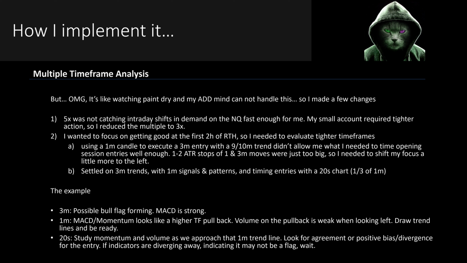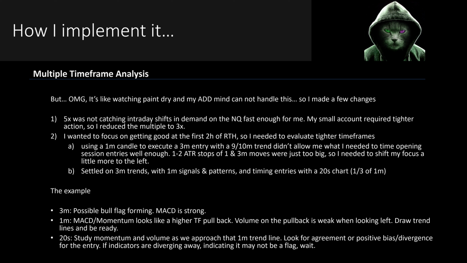Now, the challenge that I had with this was I have some pretty good ADD, and my mind will not let me sit still for that period of time without just moving on to do some stupid things. And so I had to make some changes to it. And I trade the NQ almost exclusively, and 5 minute chart analysis just wasn't cutting it for me. I needed tighter control over price, and I really would like to have seen more signals. And so I dialed that 5x multiple back to 3.